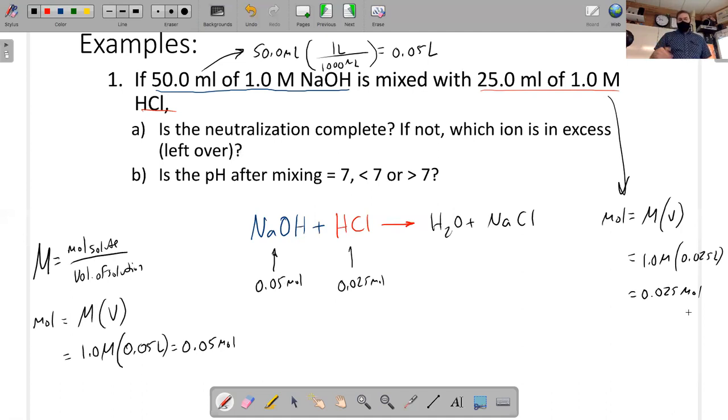The reason why I showed you the math here is that you can also figure this problem out without having to do a whole bunch of math. It looks like we have the same concentration of the two solutions, 1 molar and 1 molar, but there's twice the volume of sodium hydroxide as there is hydrochloric acid. So it seems like there's a greater amount of sodium hydroxide than there was hydrochloric acid.